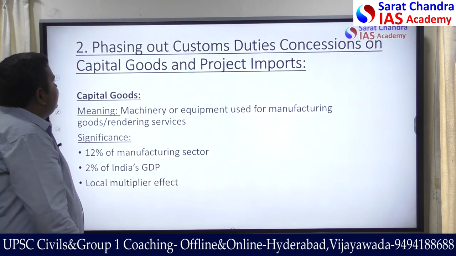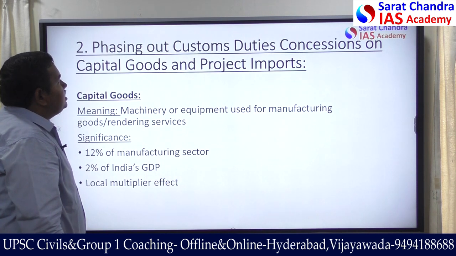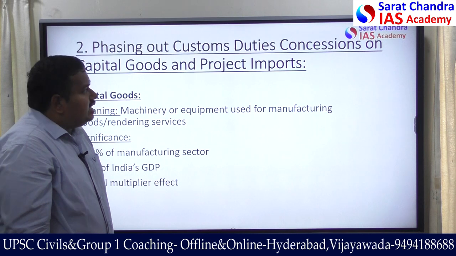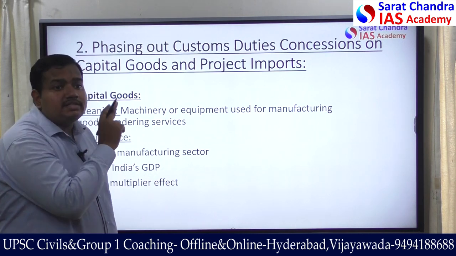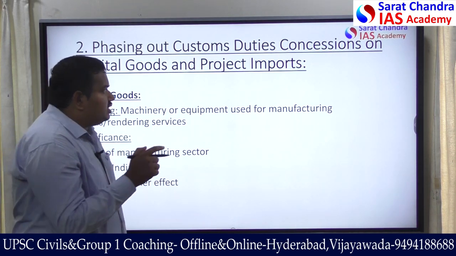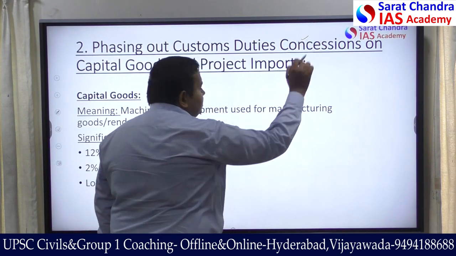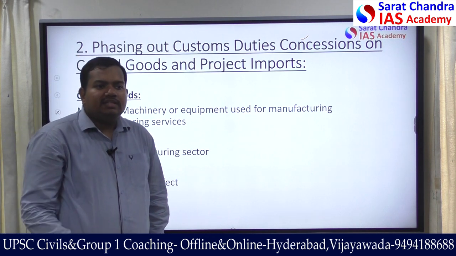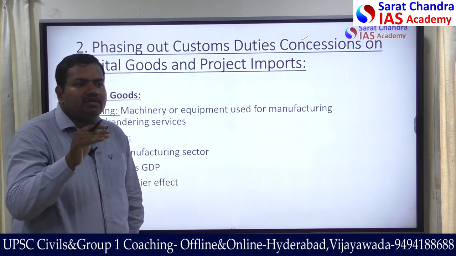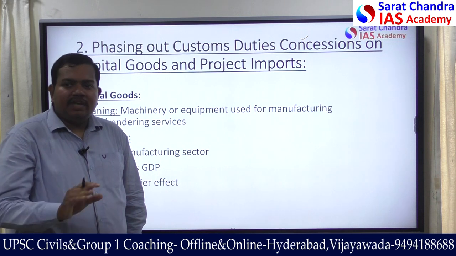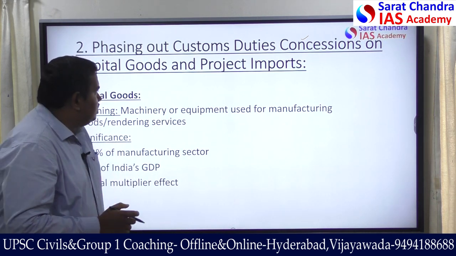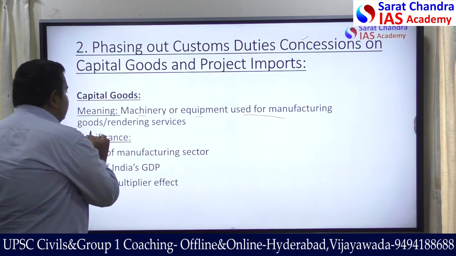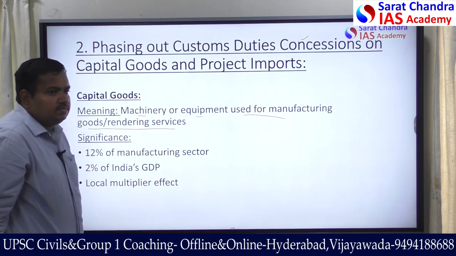Okay. So, phasing out customs duty concessions on capital goods and project imports. Here we are not going to phase out total customs duty. We are going to phase out the customs duty concessions on capital goods. What is a capital good? These are the goods that will be used to produce other goods, like machinery and equipment. So capital goods means machinery or equipment used for manufacturing goods or rendering services.